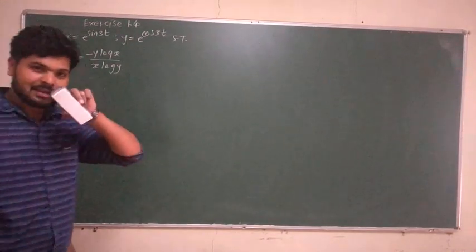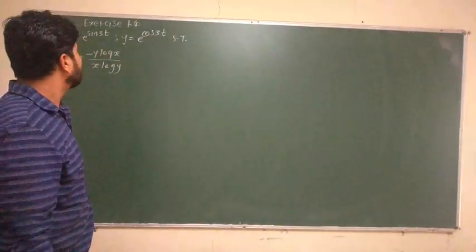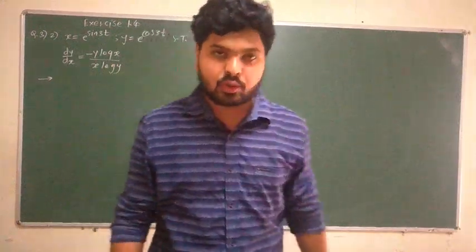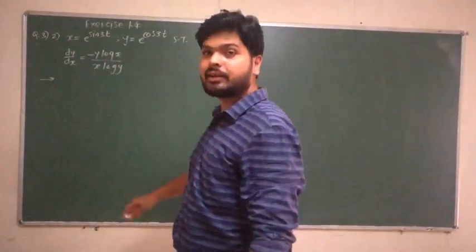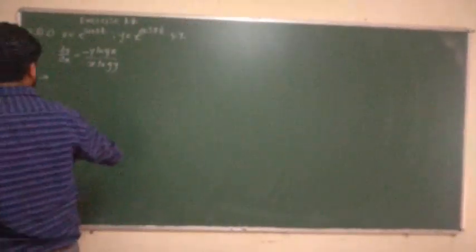Okay, now the second example: x is equal to e raised to sin 3t and y is equal to e raised to cos 3t. Then we have to show that dy by dx is equal to minus y log x upon x log y. So first we simplify these two equations, because in the show that part there is y log x, so the terms containing log.